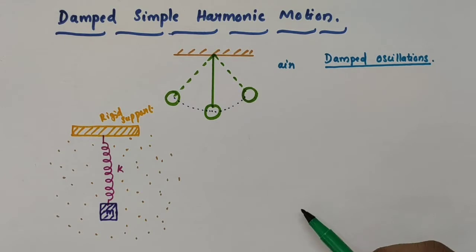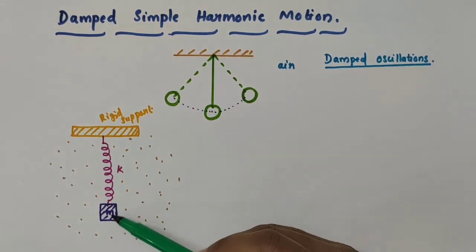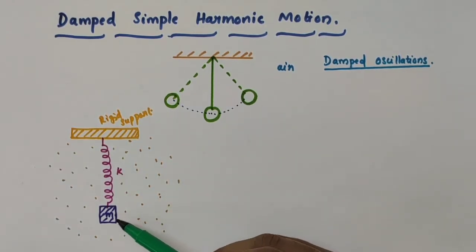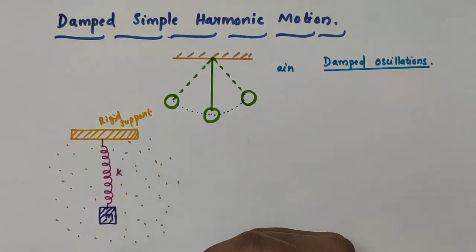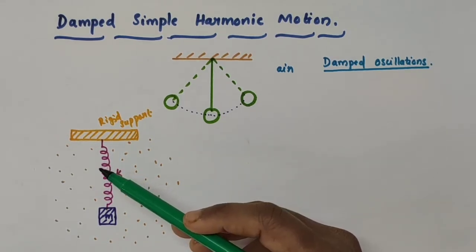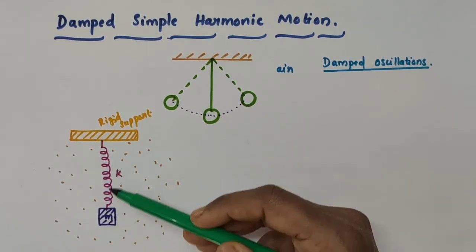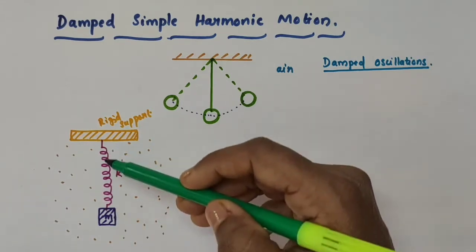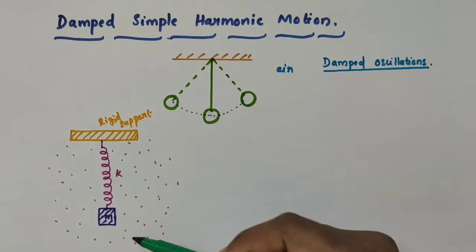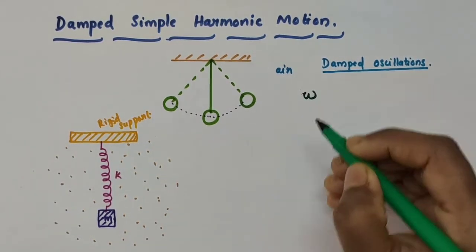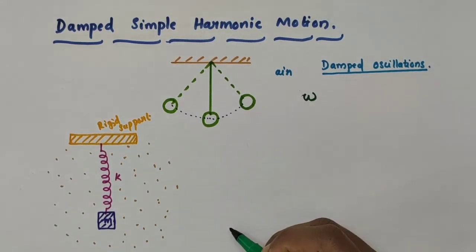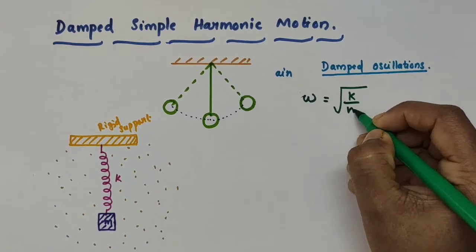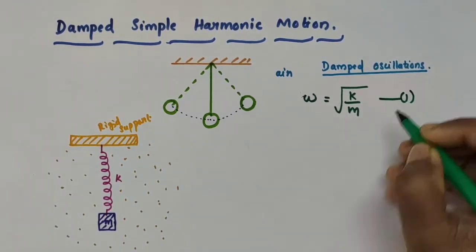Now, let us consider a system of a block of mass m connected to an elastic spring of spring constant k. If this block is pushed down a little and released, then the system oscillates vertically, an up and down motion like this. Let omega be the angular frequency of oscillation. Then we can write omega is equal to square root of k divided by m. I am taking this as equation number 1.